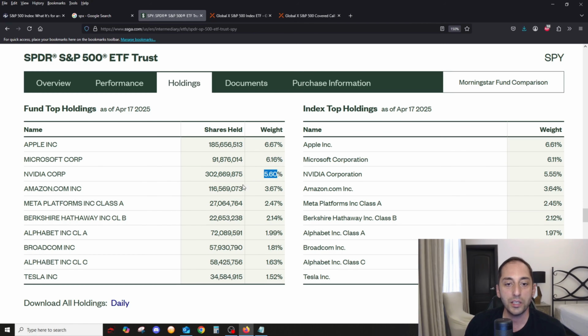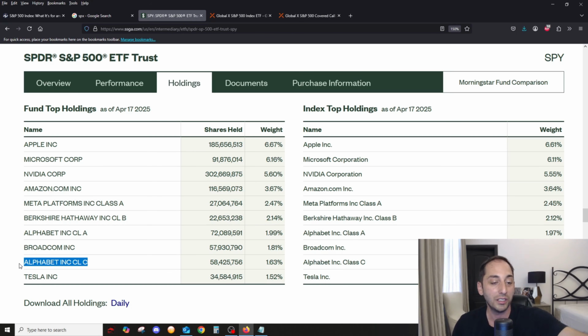Microsoft, Nvidia, you have Amazon, Meta, formerly Facebook, Berkshire Hathaway, which is Warren Buffett's company. You have Alphabet, which is Google, Broadcom, another Alphabet listing. And this is where, like we read before, it could have 503 constituents because some companies have two classes of shares. Alphabet, aka Google, is a perfect example. They actually have two classes of shares right here in the top 10.